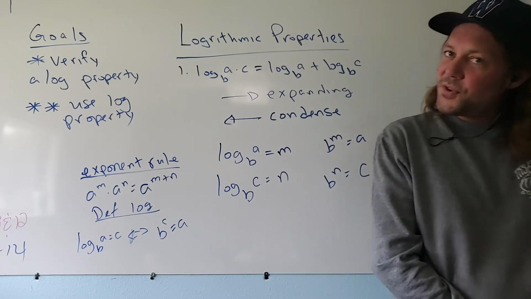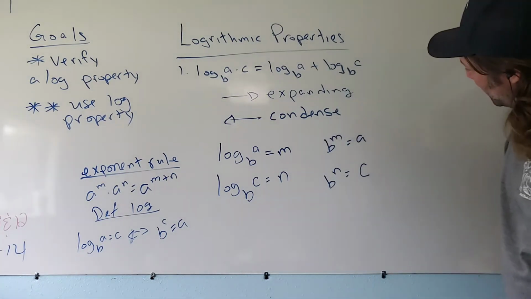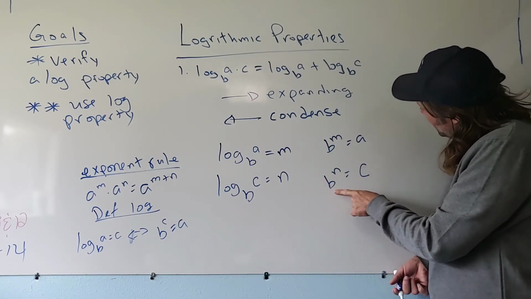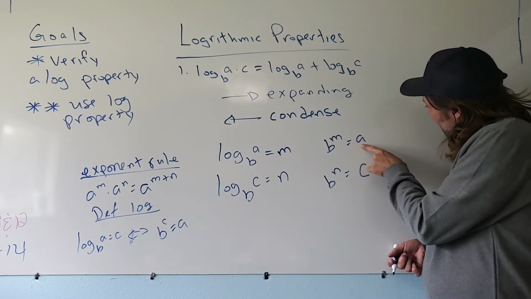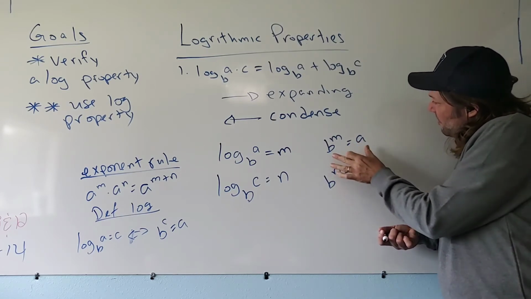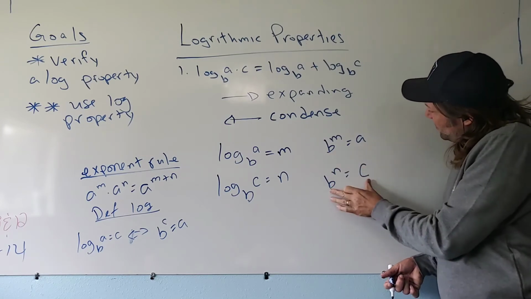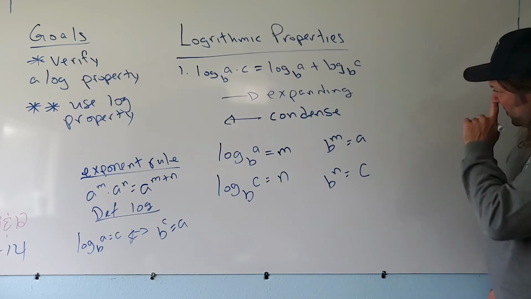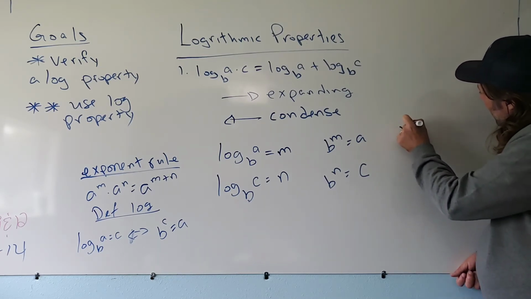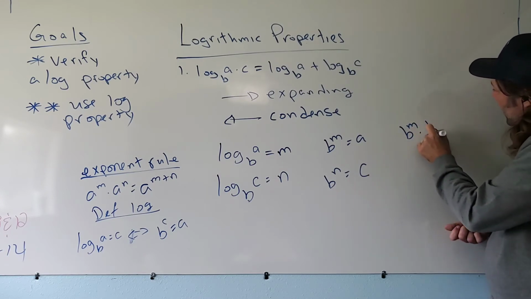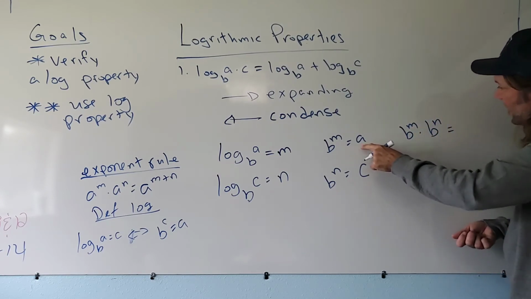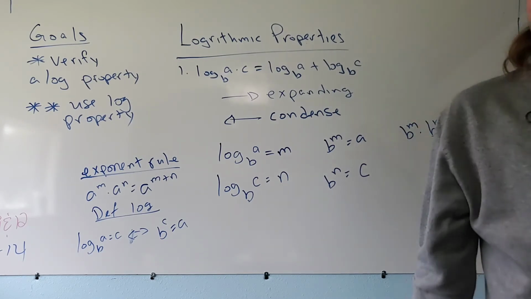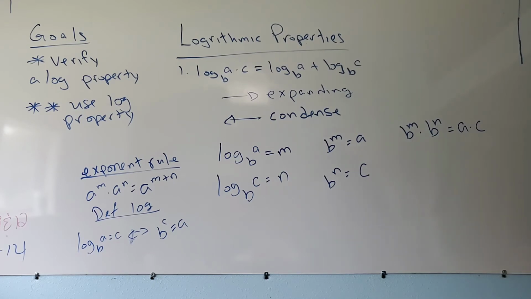All right, we're almost done with our argument here. So what I'm going to do is multiply this left side of the equation by this left side of the equation, and multiply this right side of the equation by this right side of the equation. We're multiplying both sides of this equation by the same number, they're just in different forms. So what I'm going to have now is b to the power m times b to the power n, and that's going to be equal to a times c. I want to make sure I'm in the lines here. Okay, good. I'm still in the lines.